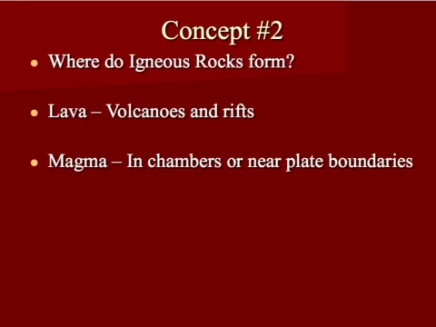Okay, so where do igneous rocks form? Primarily, if it's lava, it's going to be volcanoes and rifts. Rifts are going to be an area where two plates are moving apart. They're diverging, which is going to allow the magma to come up and come to the surface, which we'll call it lava. Magma, like I said, will be found in chambers or deep in the earth near a convergent plate boundary.